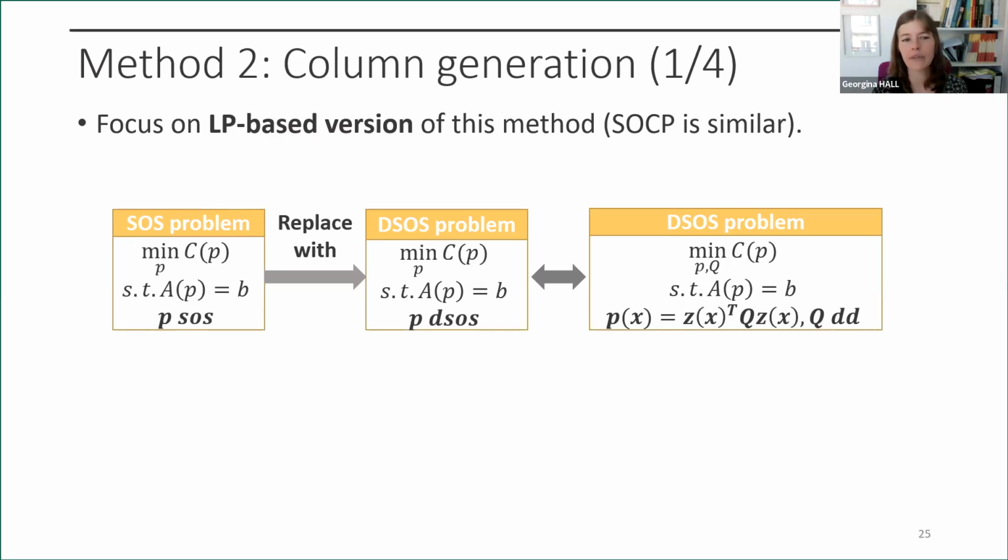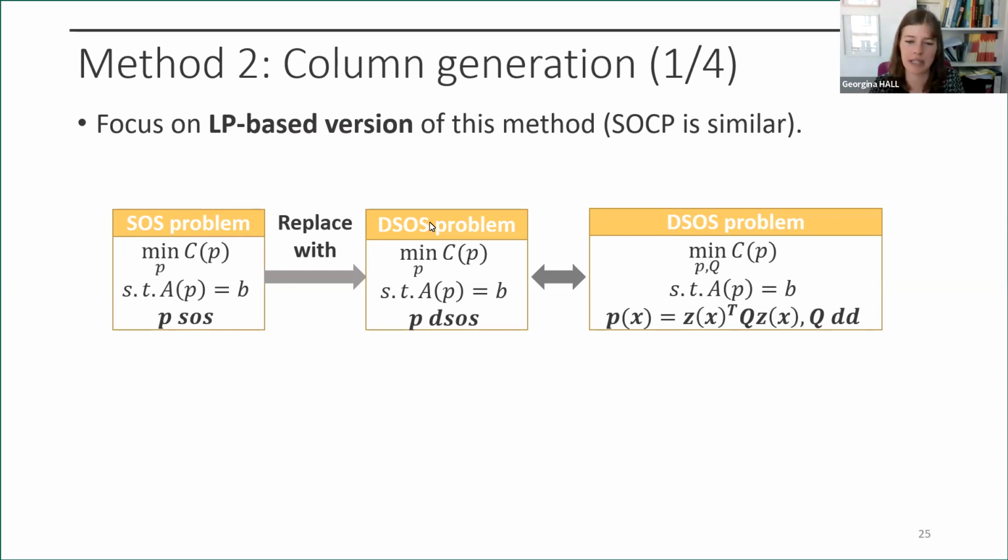So I'm going to focus here on the LP-based method. I'm going to just talk to you about DSOS and not SDSOS, but it's quite easy to see how this would generalize to the SOCP-based version. So again, this is our initial problem that I'm not going to want to solve because it's too expensive to do so. So I'm going to replace initially the constraint that P(x) is sum of squares by P(x) is DSOS. And so this is a linear program now to solve.